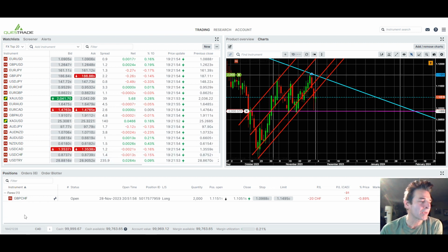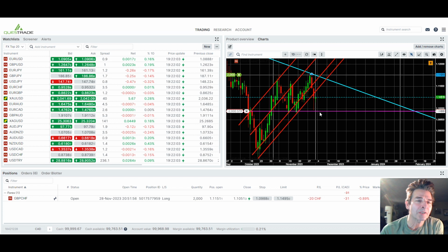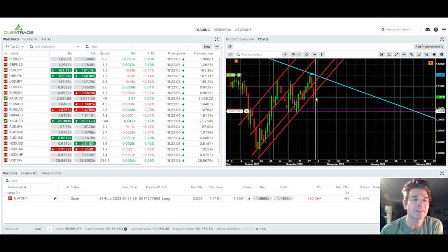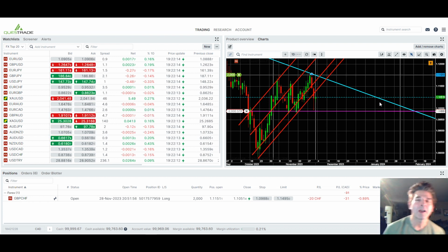Our last trade was the pound franc, and we entered here. Oh, and it did a nosedive right away. Almost stopped us out, but not quite. And it's rebounded. We'll just let that one ride. It clearly broke out of this wave three here, so it may just crash and burn.